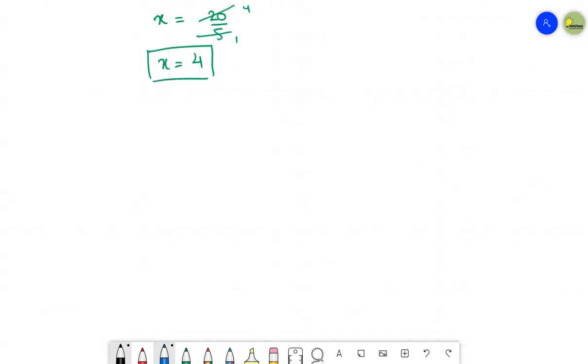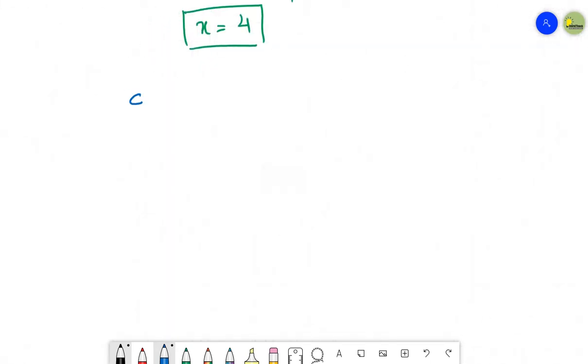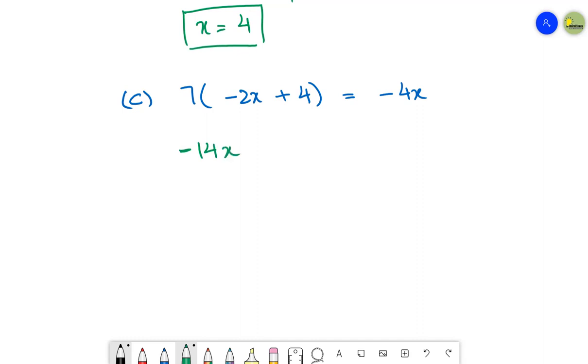Now, let me move towards part C. In part C, it is given that you have 7 multiplying with minus 2x plus 4 bracket close equals to minus 4x. What is to be done over here? Multiply the bracket and open the bracket first by multiplying. 7 twos are 14 minus sign minus 14x plus 7 fours are 28 equals to minus 4x.